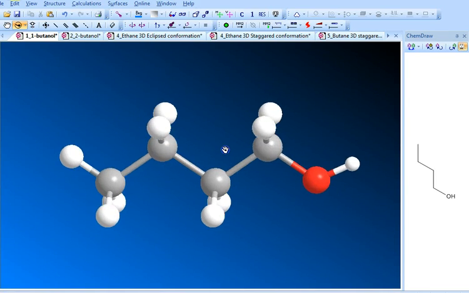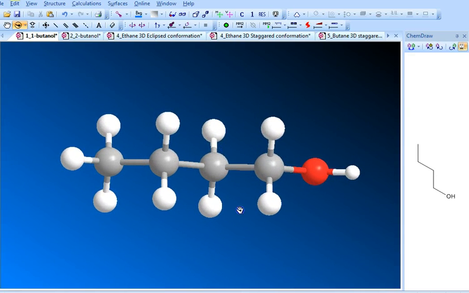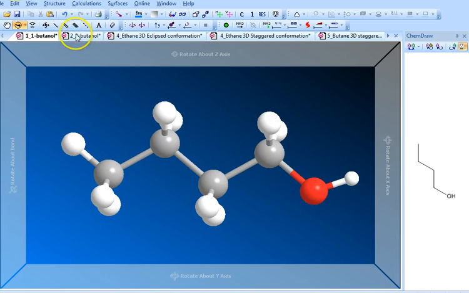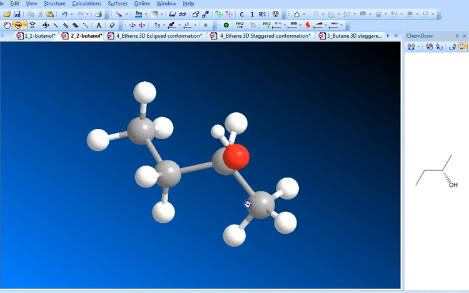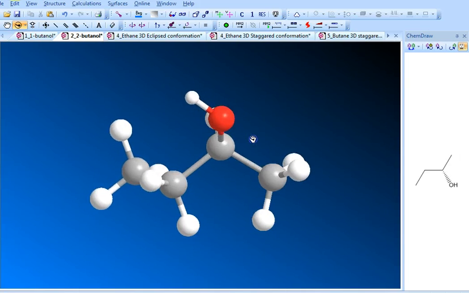Okay. Now same thing with melting point also. If this has a more organized structure than this molecule, obviously I would believe that 1-butanol would have a higher melting point. So 2-butanol is lower than 1-butanol.